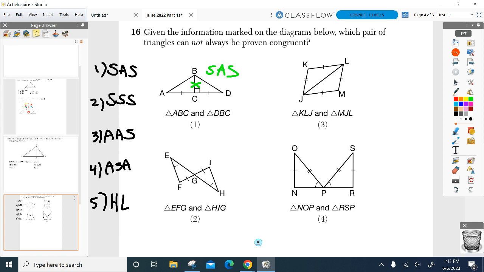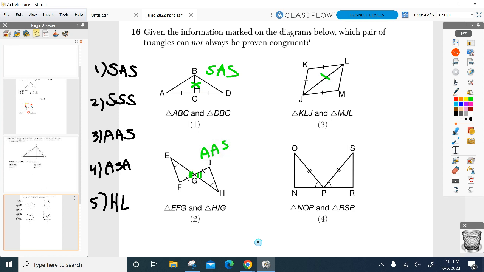All right, number 2, I can mark vertical angles. Congruent or not? Congruent by? Which one? Is the side in between? Cover one up. Is that side in between the 2 angles? Nope, so it's got to be angle side.